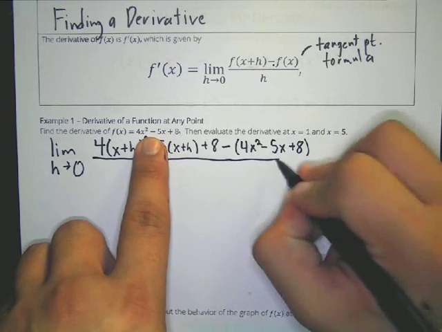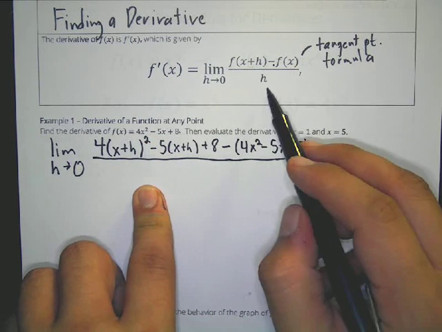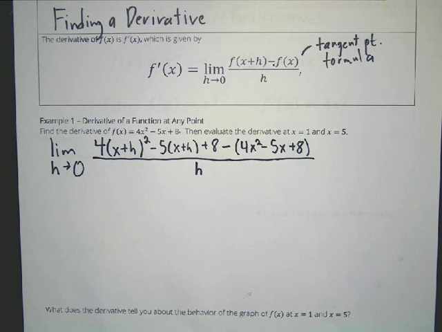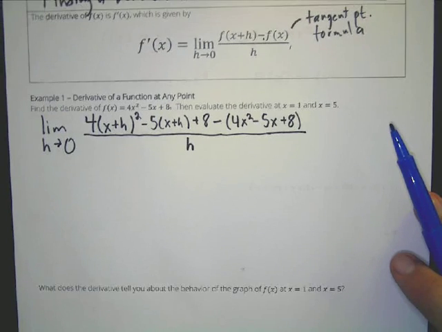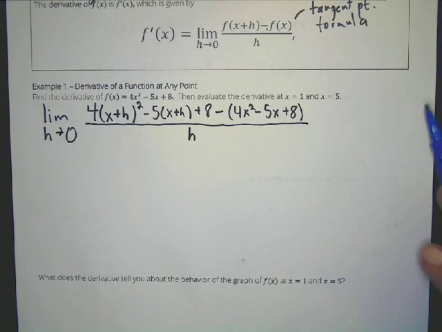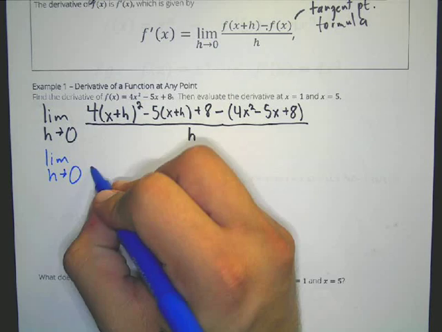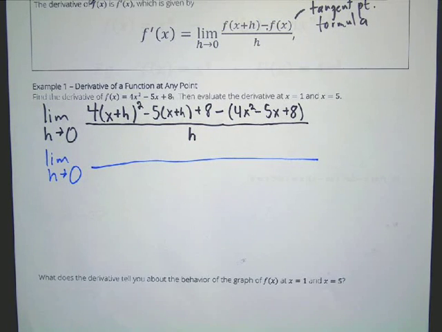And this is all going to go over what? H. You have to put it all over h. All right. So now we have to simplify this, right? We have to simplify this. So the limit as h approaches 0, another fraction symbol that is terribly written.